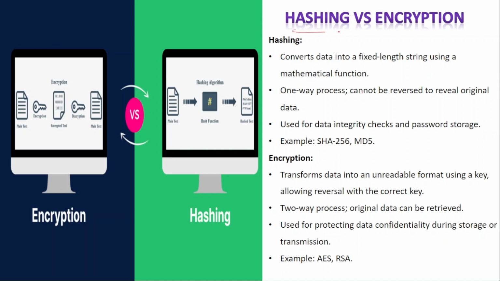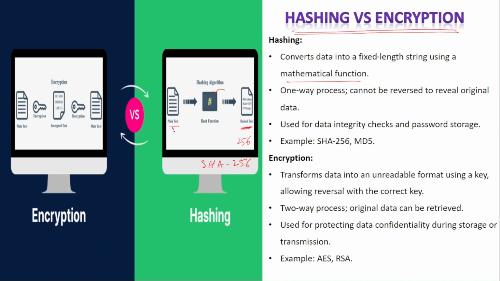What is the difference between hashing and encryption? Again, very important topic. Hashing converts data into a fixed length string using a mathematical function. So here, if you can see, we have this plain text, the hash function, and this output. So remember, this output is always fixed. If you are using, let's suppose, the hashing algorithm SHA-256, what does this mean? That this output will always be 256 bits.